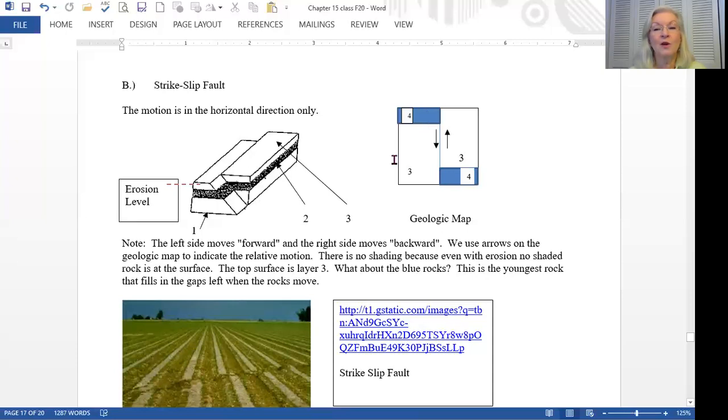It's rock layer 4. The arrow indicates that the rock on the left comes out of the page towards us. The arrow on the right indicates that the rock goes into the page away from us. There's a void on the front edge, the edge closest to you, for the block on the right, and it gets filled with young rock number 4.